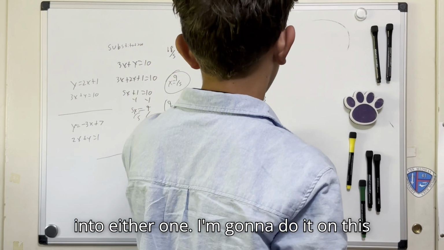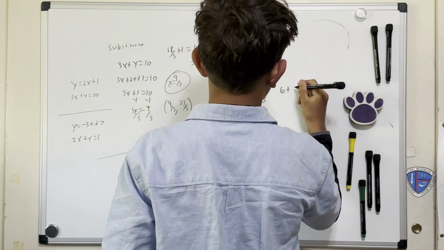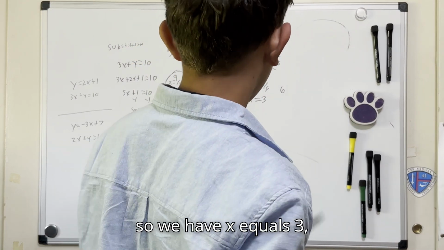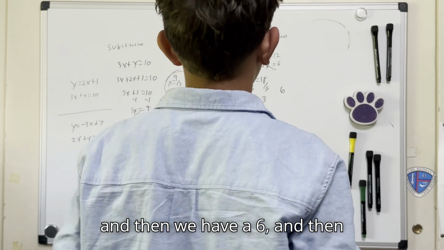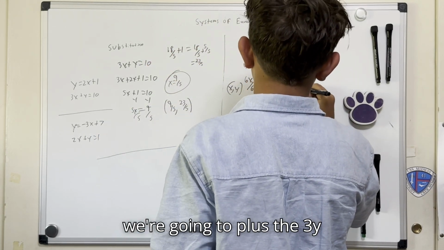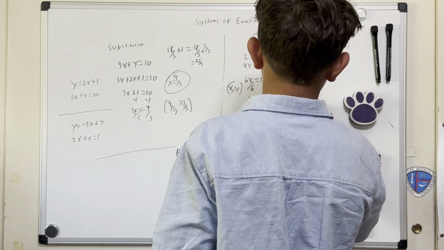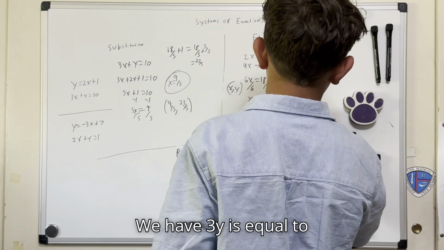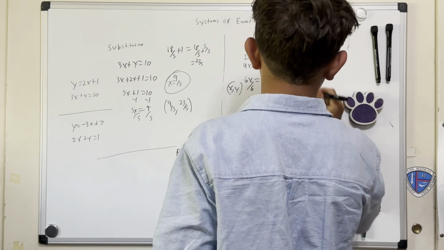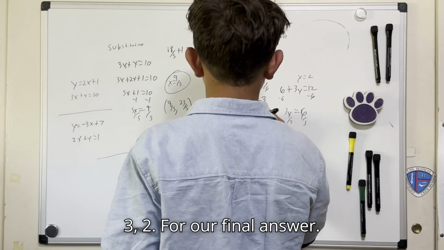Now we can plug this into either one. I'm going to do it on this one. So 2 times 3 equals 6, so we have x equals 3, and then we have a 6, and then we're going to plus the 3y equal to 12. Subtract 6, we get 3y is equal to 6, and then we divide by 3, we get y equals 2. That means we have (3, 2) for our final answer.